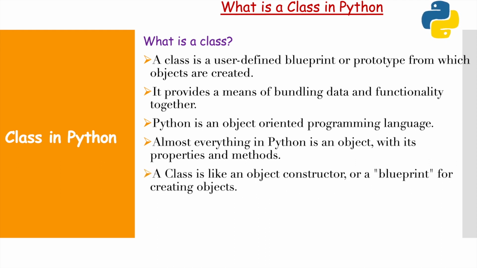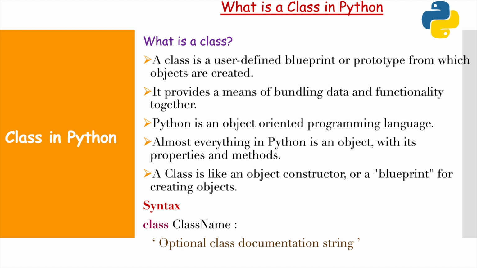So a class is like an object constructor or a blueprint for creating these objects. So what is the syntax for defining a class? You use the keyword class and give the class name followed by a colon. And then you have an optional documentation string that will describe what the class is about. And then finally, you will give all your statements which you want to put inside your class.